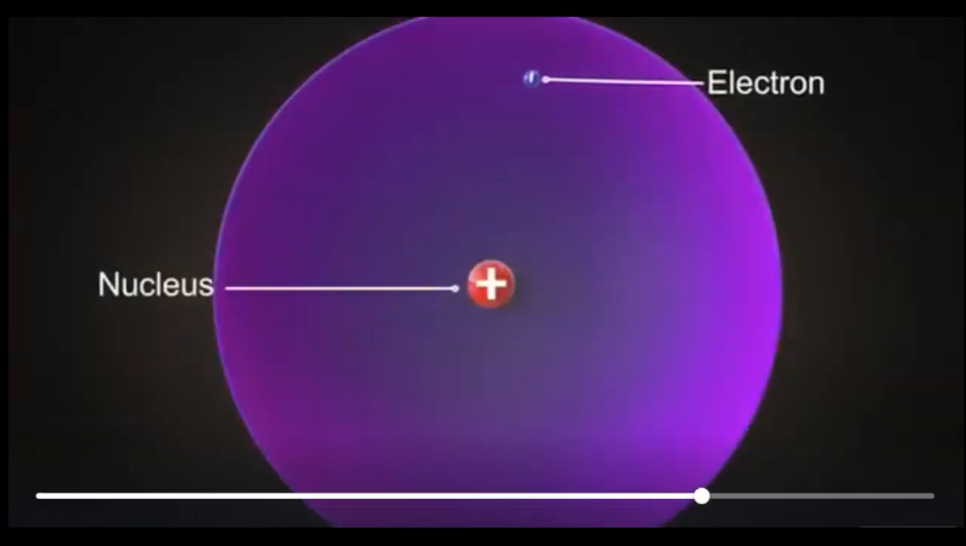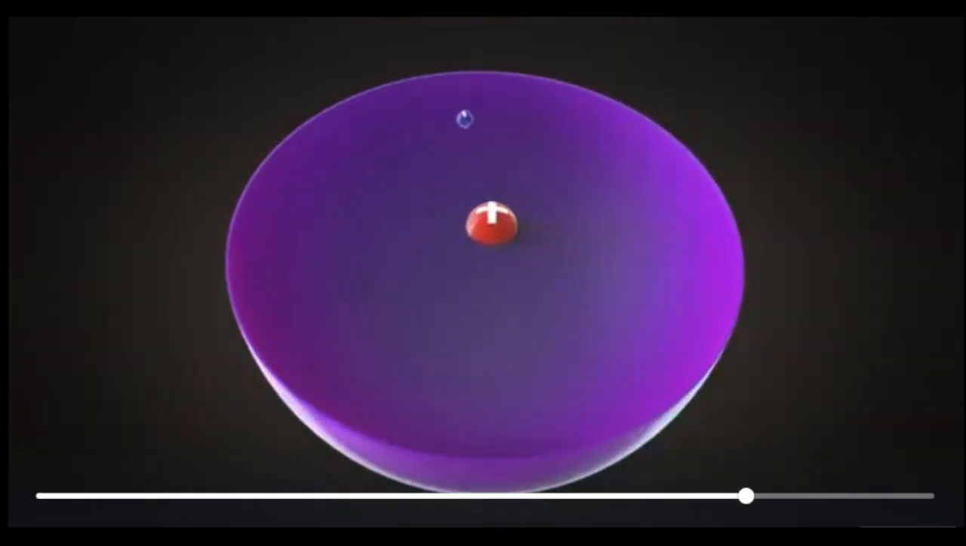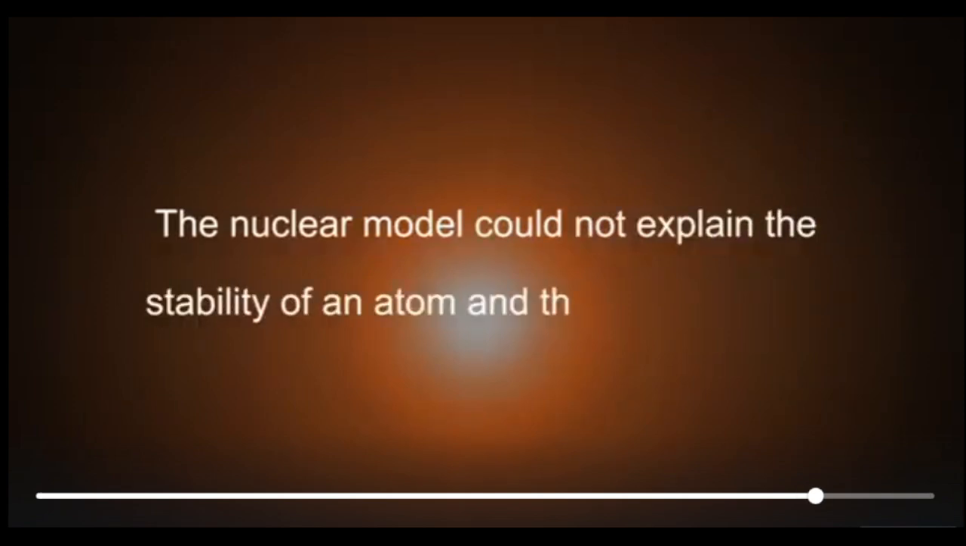But this model did not get much acceptance, as it said that the electron keeps revolving around the nucleus. However, later it was found that any charged body while moving in a circular motion undergoes acceleration. On undergoing acceleration, it should use some energy. So the energy of the electrons should keep decreasing. As a result, the path in which the electron is moving should keep becoming smaller, and finally it should fall into the nucleus, and hence the atom should collapse. So, the nuclear model could not explain the stability of the atom, and this was its major drawback.